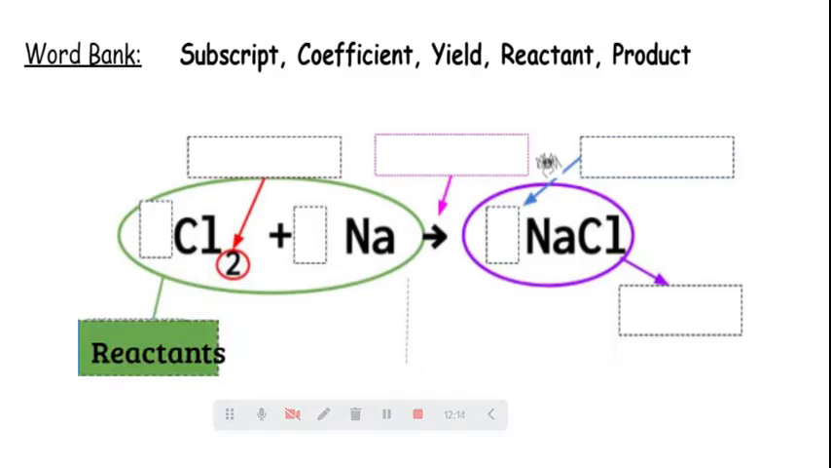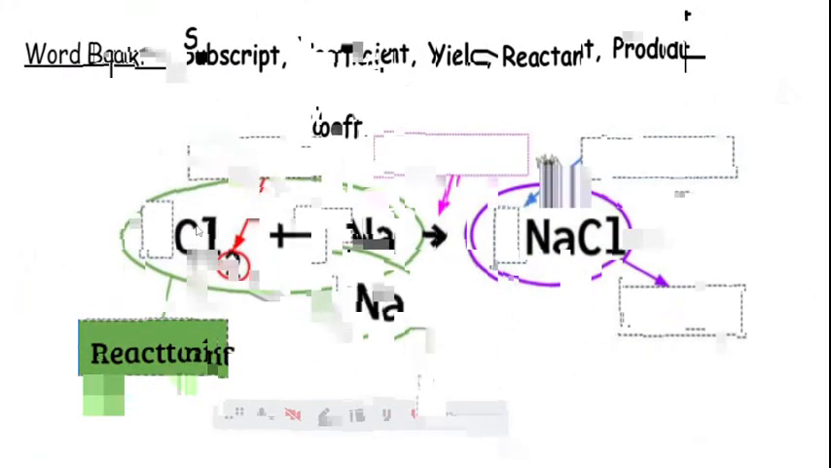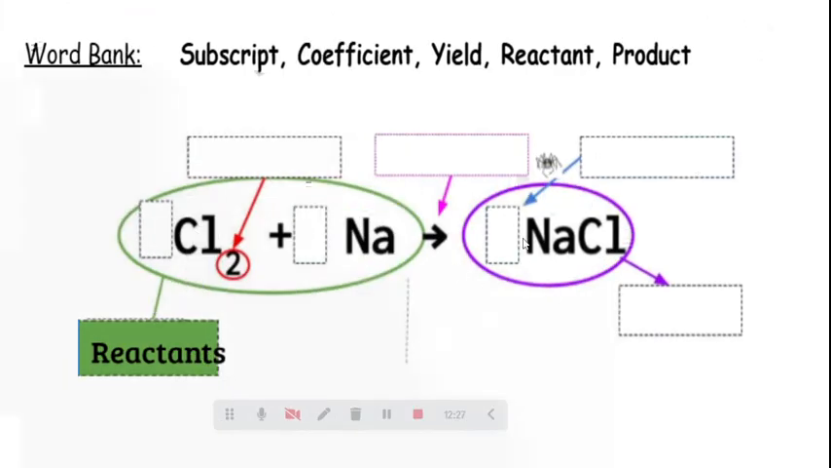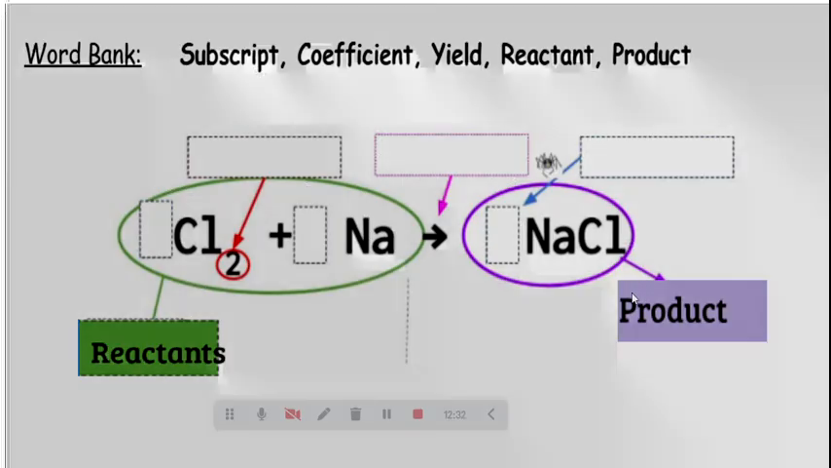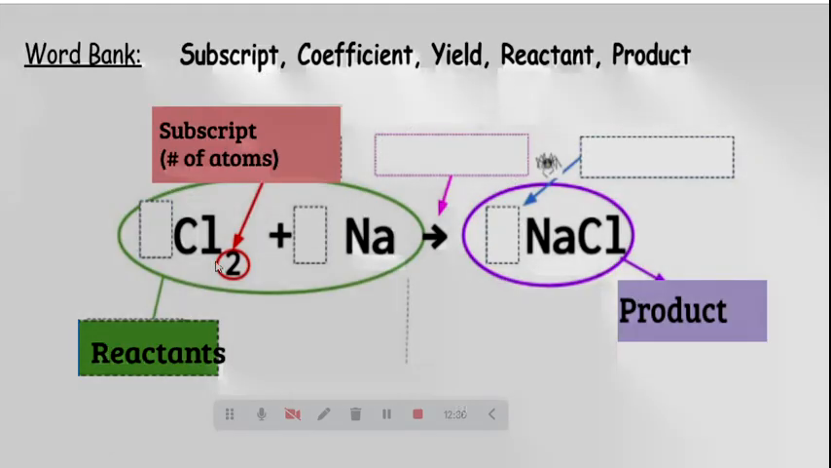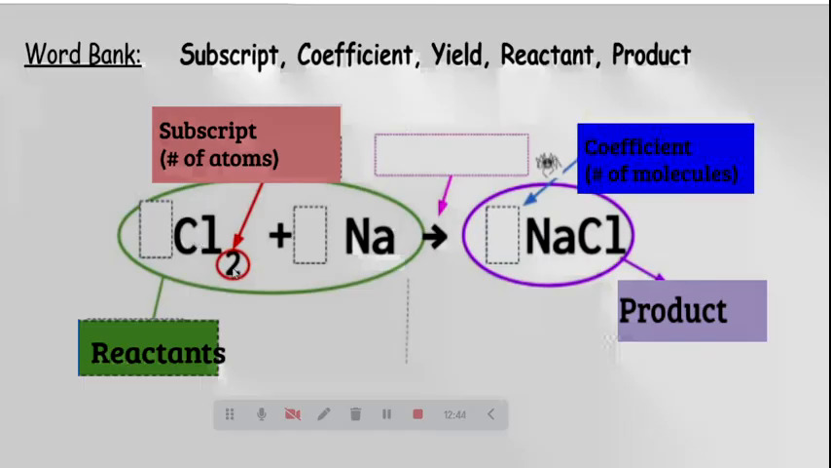So we are talking about this green part right here on the left. So I have 2 different elements that are separated by a plus sign. Those are called my reactants. Over on the other side, I have this one, which is NaCl, and that is going to be my products. Okay. Now, this little number right here is called my subscripts. That is the number of atoms I have. So I have 2 chlorine. Okay, I have 2 chlorine right here.